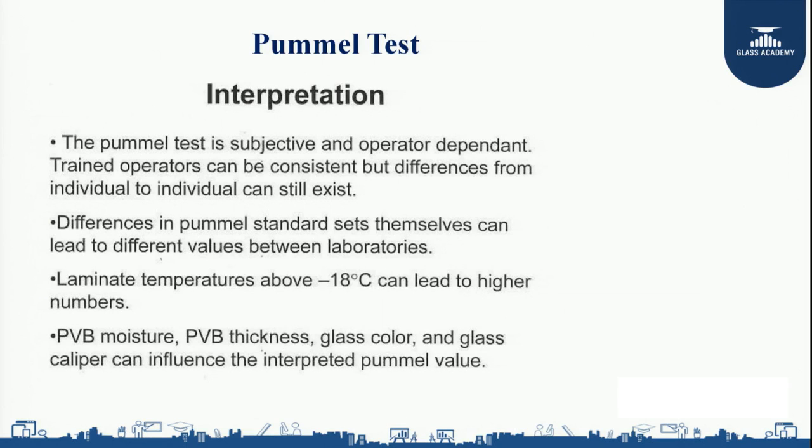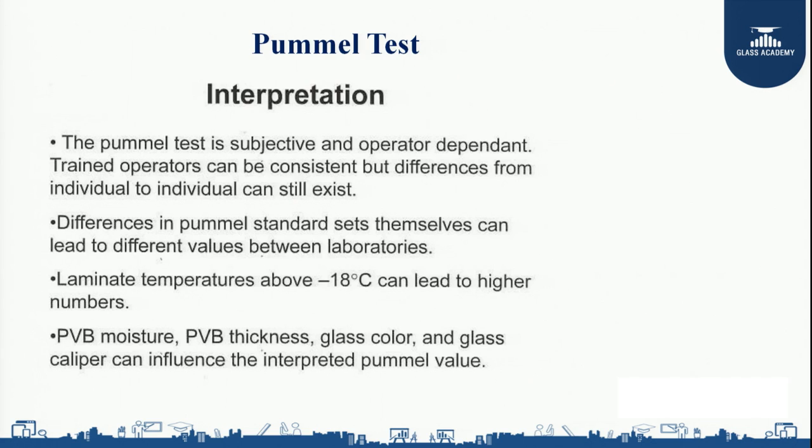But this pummel test is not a standardized one because the pummel test is subjective and operator dependent. Only trained operators can be consistent, but differences from individual to individual can still exist. Differences in pummel standard sets themselves can lead to different values between laboratories. Laminate temperatures above minus 18 degrees centigrade can lead to a higher number. PVB moisture, PVB thickness, glass color and glass caliper can influence the interpreted pummel value.